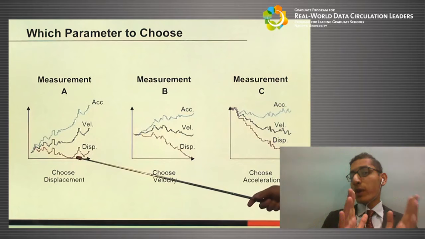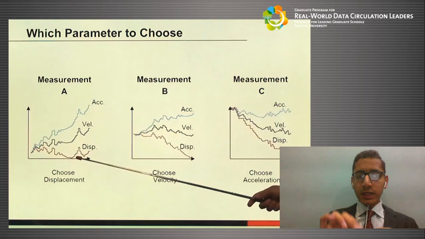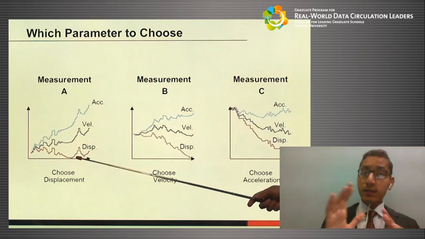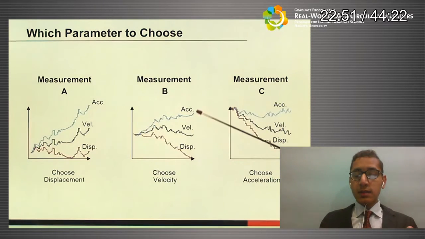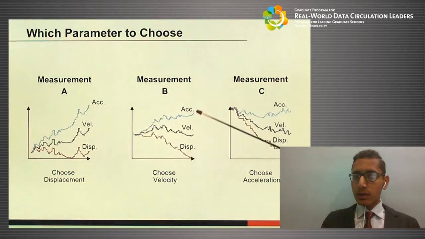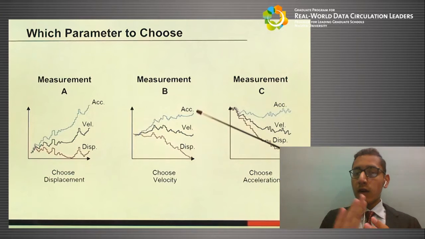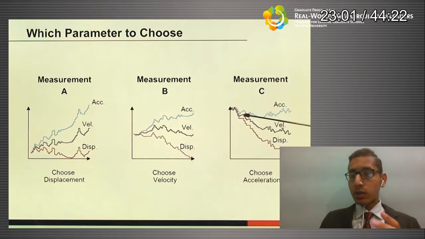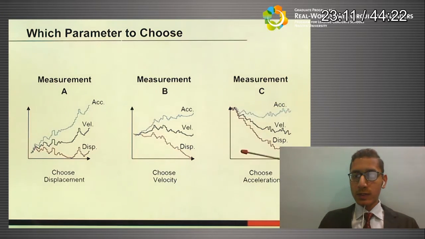Now, which parameter do we choose? In the first figure, we see that the displacement is quite linear, it is quite steady, while the velocity and acceleration are increasing. So we choose displacement. In the second figure, we see that the velocity curve is quite plain, while the displacement is decreasing and acceleration is increasing. So we choose the velocity. While in the third figure, we choose acceleration, since acceleration gives us a plane curve as compared to velocity and displacement.